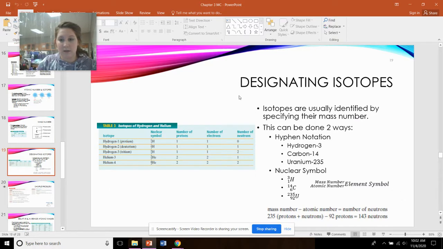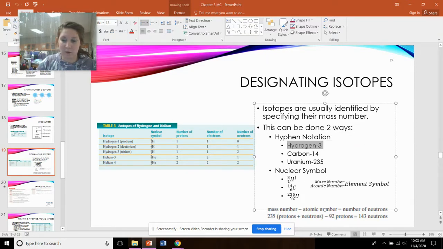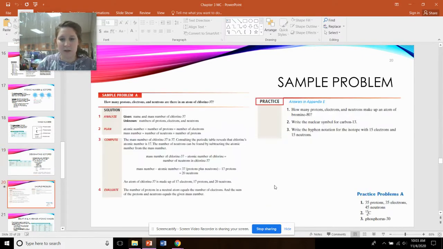All right. So again, here we're going to talk about isotopes. And isotopes can be written in two ways. We have the hyphen notation, which is just the name of the element, and then the mass number. And then you can also have the nuclear symbol, which has the mass number and then the proton number written beside the element symbol. So mass number and atomic number, whereas this one is just the name and the mass number. And we could do some sample problems with those.